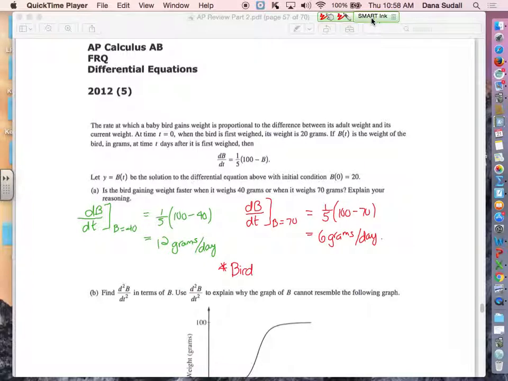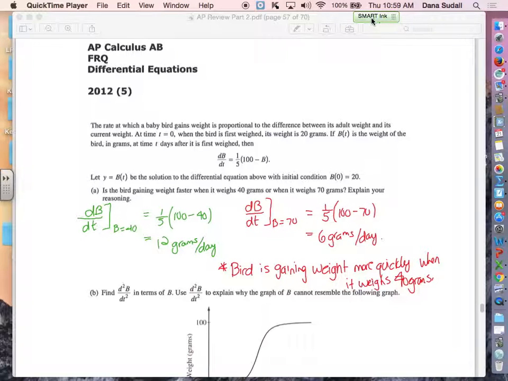So your conclusion is the bird is gaining weight more quickly when it weighs 40 grams. So that's the first part.